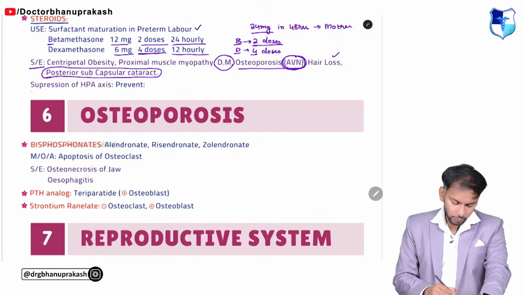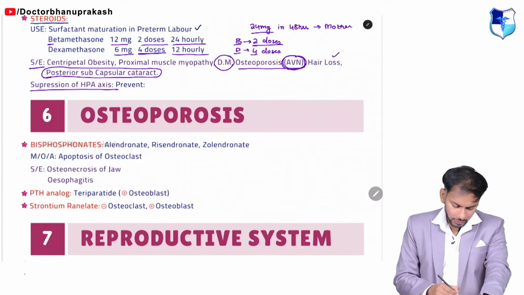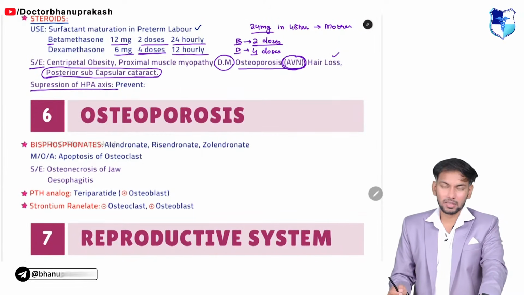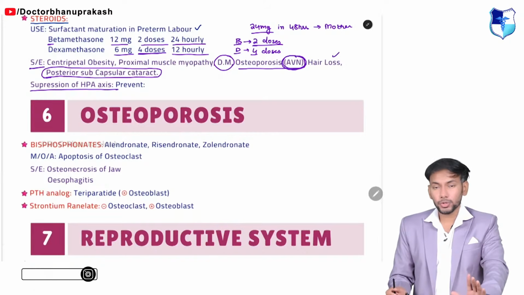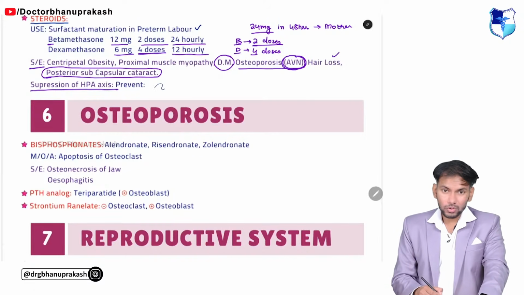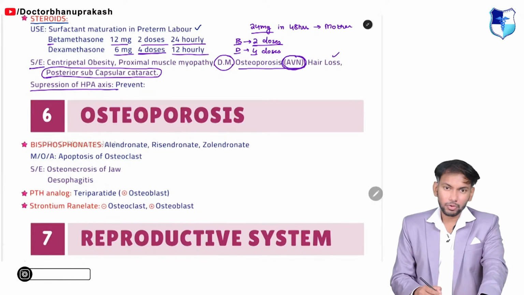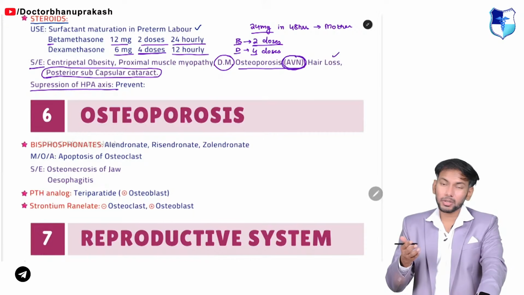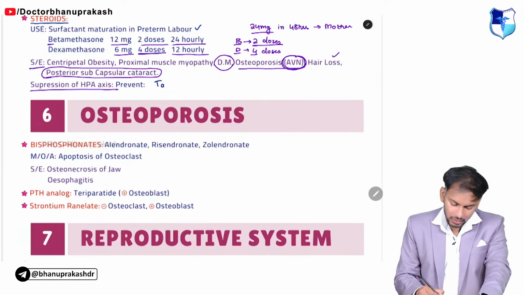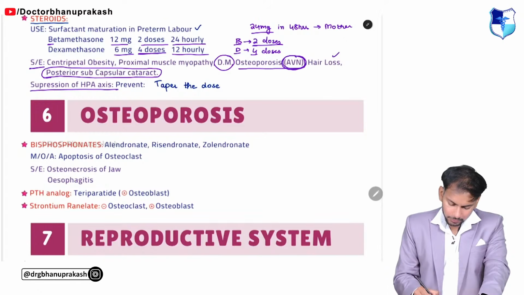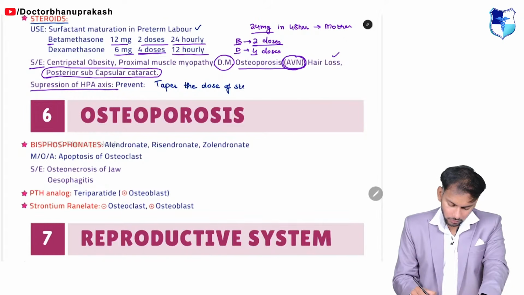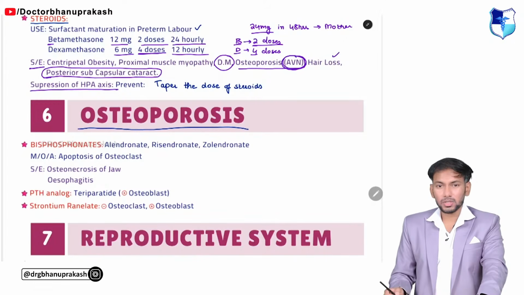Now, if you use steroids for a long period of time, it will suppress the HPA axis. So, to prevent this, what should you do? You should use low doses of steroids when possible. If you are using high doses of steroids, when you are stopping, you should taper the steroids. You taper the dose of steroids and then stop. Yes, that's all.